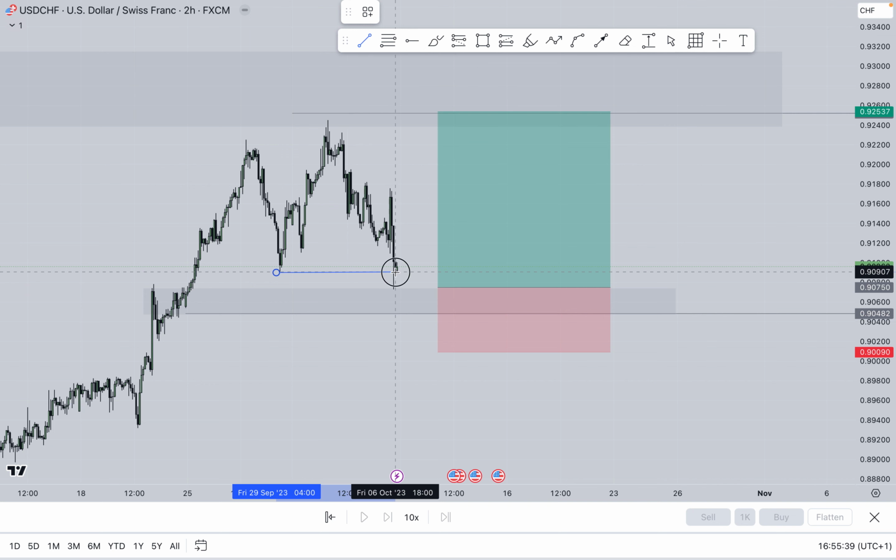Liquidity here has been tapped. So tomorrow you should be looking for buying opportunities if you see a valid confirmation. Remember, our goal is no confirmation, no entry.